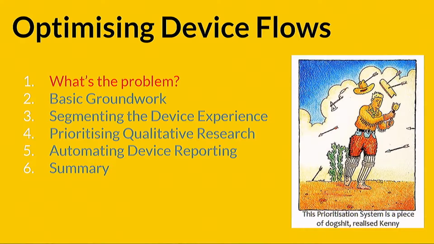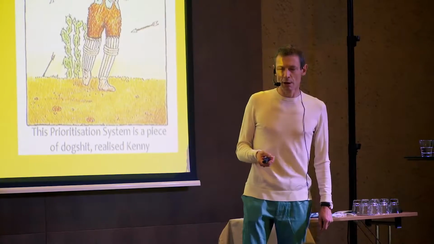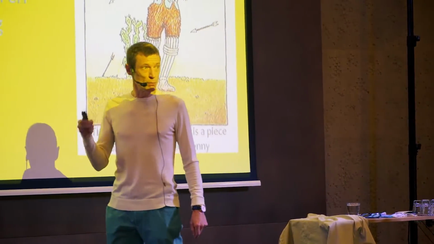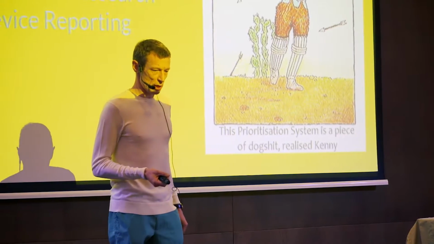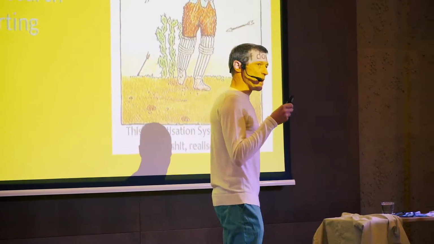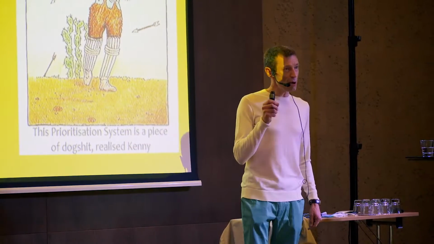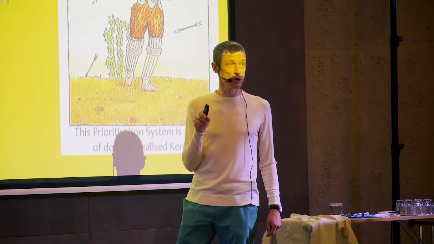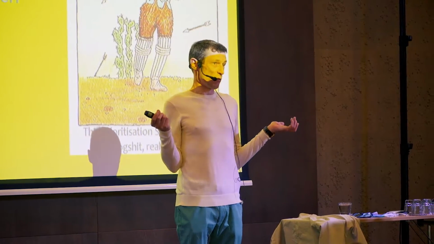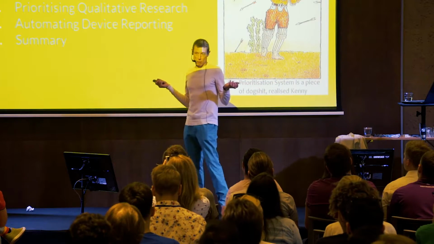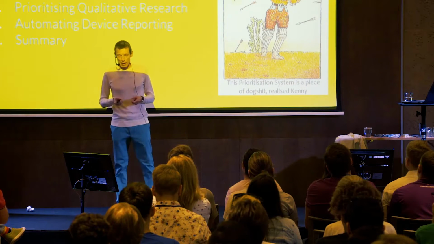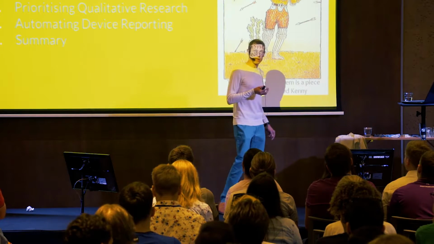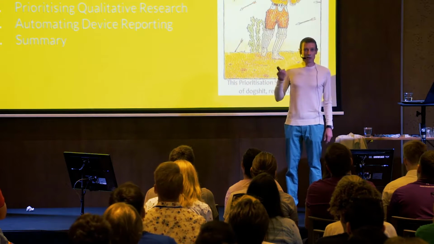We did it together. And this is what I'm going to cover today about optimizing device flows, setting out what the problem is, what is it I'm banging on about here. And we're going to talk about some groundwork that you should put in place before you do any modeling on your sites. And then I'm going to show you how to segment in Google Analytics, and then how to prioritize your qualitative research using that data. Like if you know what devices aren't working, then you can test them and find out what the hell is wrong, right? Okay?